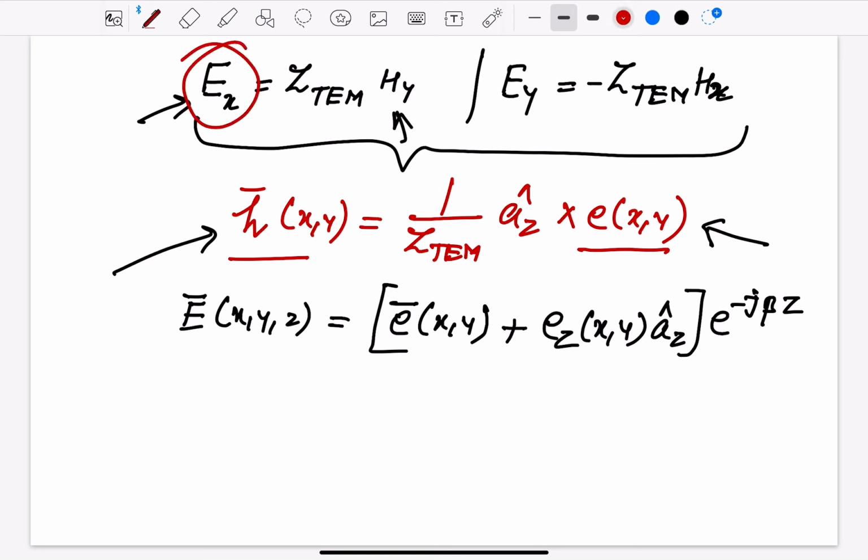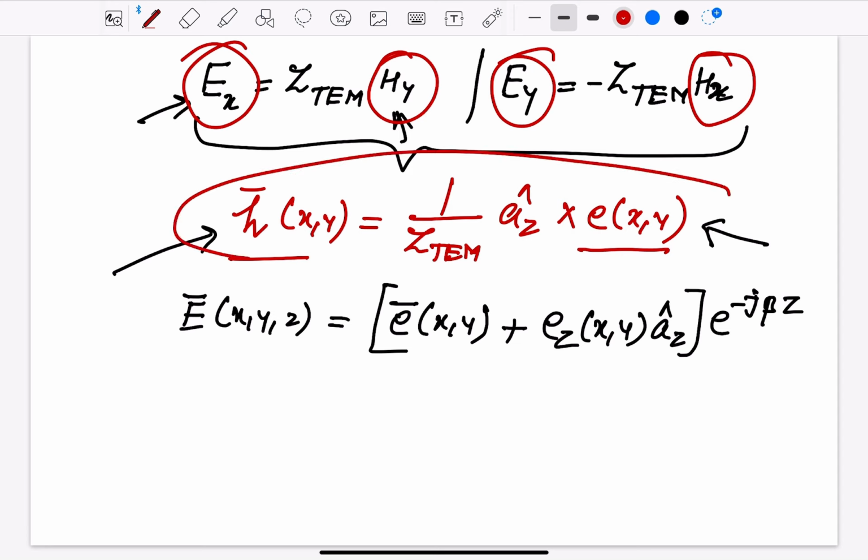You find that Ex, Ey, Hx and Hy are all transverse components. So if you see this equation, you will find that we have written it in terms of the transverse components in a generalized way. We may remember this equation to relate the wave impedance to the transverse components. Hopefully this is clear to all.